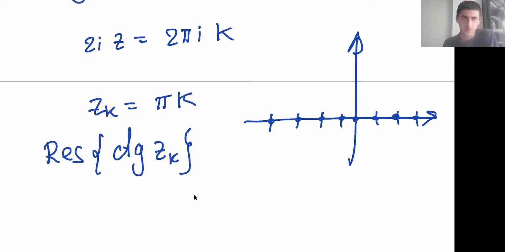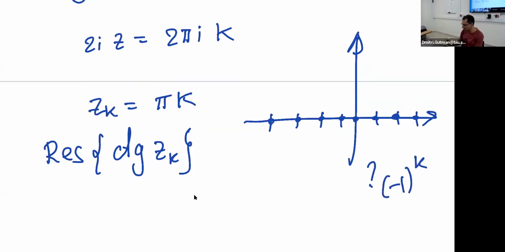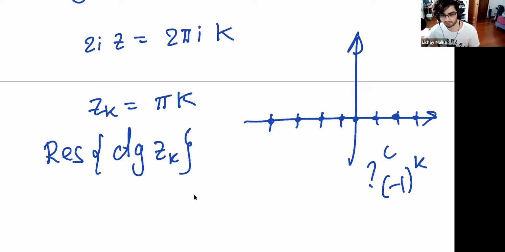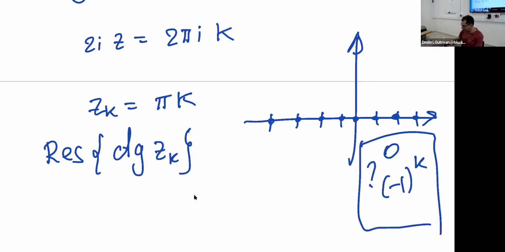Maybe (-1) to the power of k. It's a bit of a guess, but (-1) to the power k was a suggestion. And other ideas, suggestions? I'm thinking of 0. Any more on the short list?